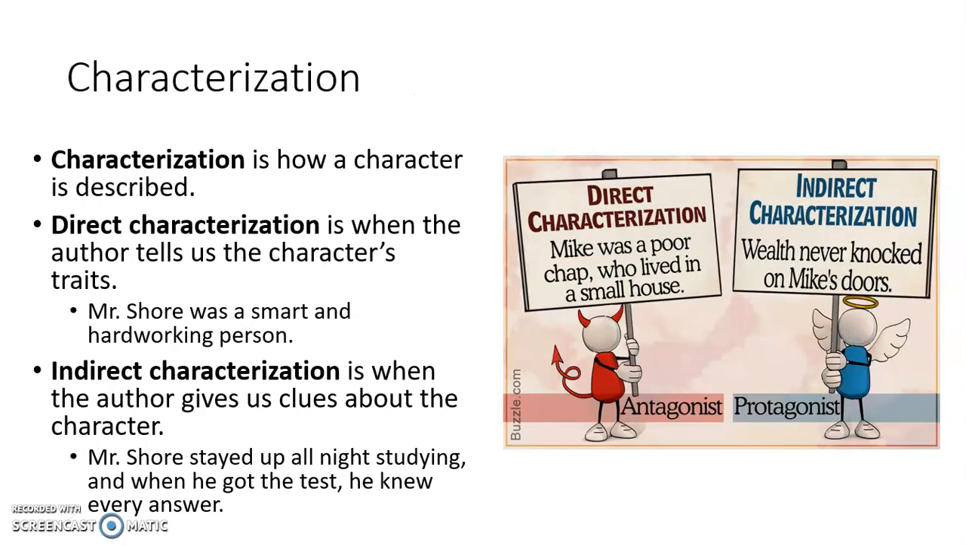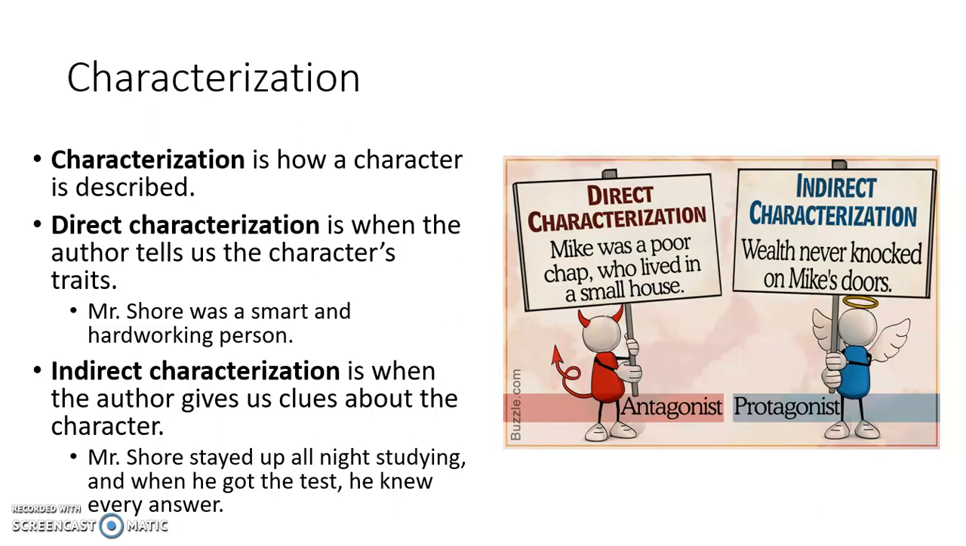So now we have characterization. There are two different ways to figure out the character traits of a character. We have direct characterization and we have indirect characterization. And direct characterization is the one you guys all like. It's when the author tells you the character's traits. Mr. Shore was a smart and hardworking person. Well, what adjectives would describe Mr. Shore? Smart, hardworking. The author has told us exactly who this character is and what their personality is like.